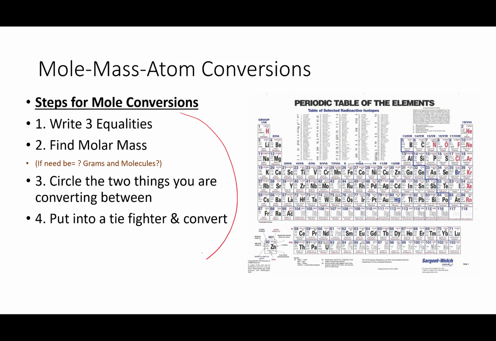Now, the technique we're going to use is this. I love steps. I can follow steps in my little pea brain. It works for me. So this is the technique that I am going to follow. I'm going to ask you to start, after you read the problem, by writing down three equalities. If you need to find a molecular mass or a molar mass for something, then we will. Then you're going to circle the two things you're going to convert between, and then put the necessary conversion factors into a TIE fighter, like we've done many, many times before.